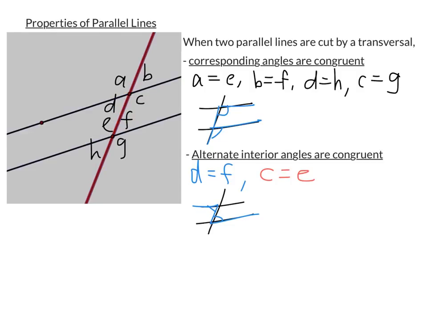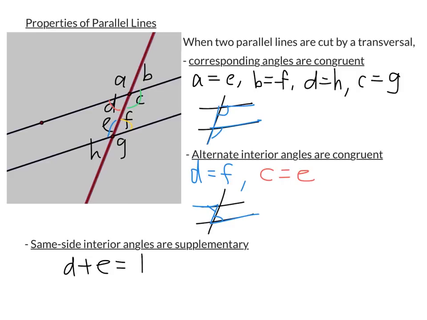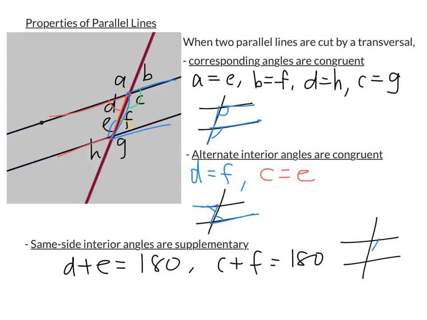Our next property is on same side interior angles, and we could see from our investigation earlier that when two parallel lines are cut by a transversal, the same side interior angles are supplementary. So we have angle D and angle E, they add up to be 180. And angle C and angle F will add up to give you 180. So D plus E equals 180, and also C plus F equals 180. And I look at it as like a C shape, and then this is also like a C shape. So when you draw two lines and the two angles are in the C, it's like a U or a C. So that's how I look at it.